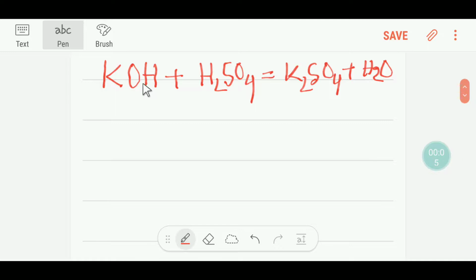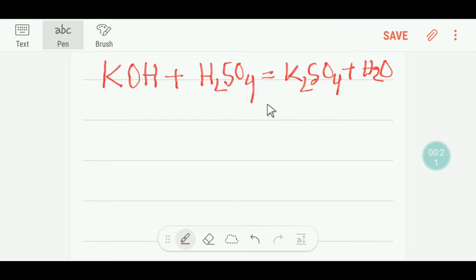Today we are going to balance this reaction. This is potassium hydroxide, this is sulfuric acid, this is potassium sulfate, and this is water, right? I will balance this reaction in two ways. Let me show the first way.